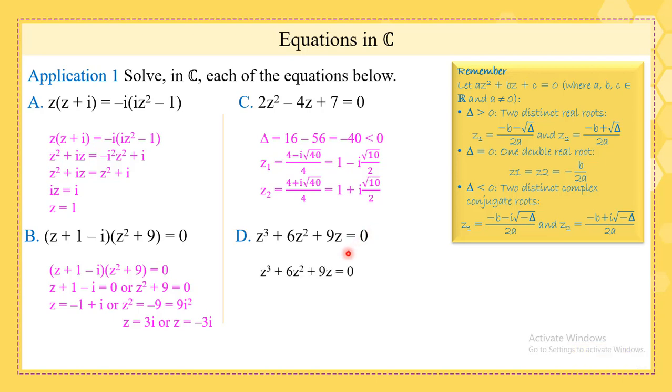Well, this is of degree 3, but if we just take z in common, we get a product such that one of the factors is of degree 1 and the other factor is of degree 2. The first factor leads to 0, and the second factor leads to one double root, which is z equals -3.